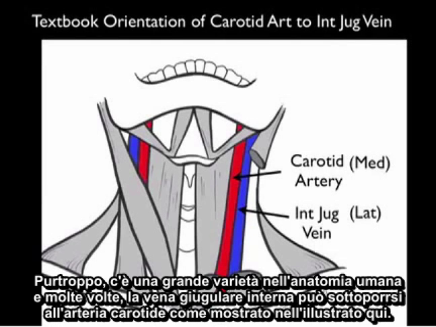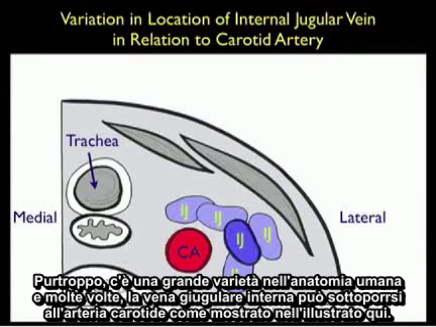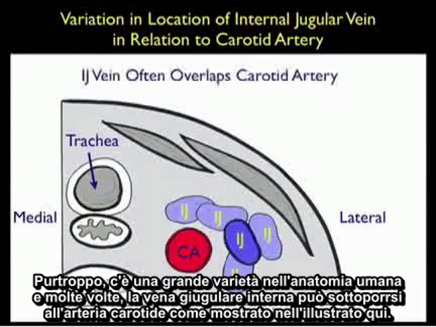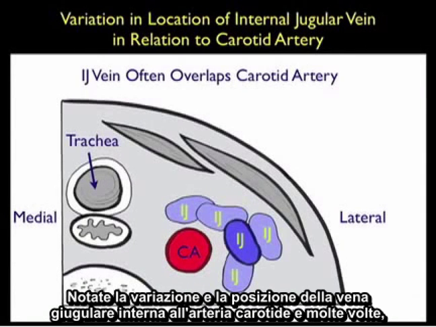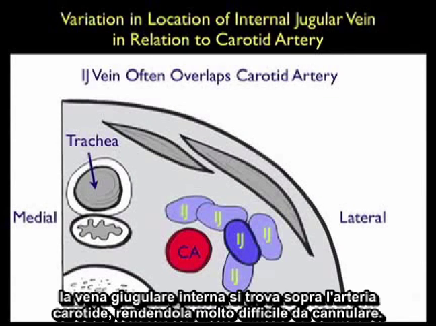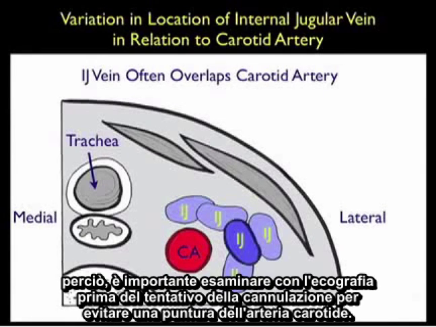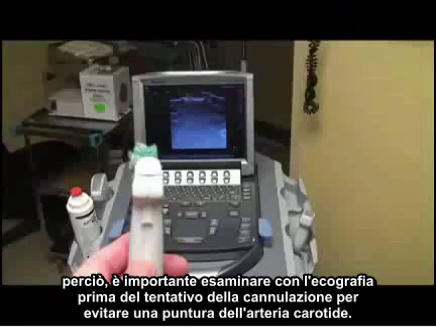However, unfortunately, there's great variability in human anatomy, and many times the internal jugular vein can overlap the carotid artery, as shown in the drawing here. Notice the variation in location of the internal jugular vein to the carotid artery, and many times the internal jugular vein is located on top of the carotid artery, making it difficult to cannulate. Thus, it's important to look with ultrasound before cannulation attempts to avoid puncture to the carotid artery.